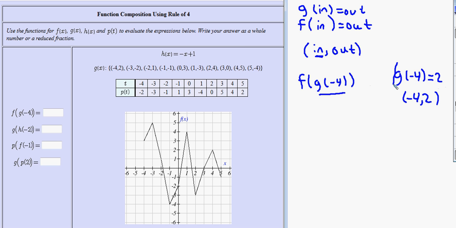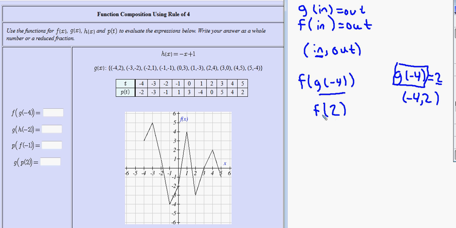Well, that means I can substitute this notation that says g of negative 4 with the number 2. So I'm going to do that over here. Where I see g of negative 4, I'm going to replace it with the number 2. If I replace all that with the number 2, I still have the right parenthesis, the left parenthesis, and the letter f. That means I'm not done. I still need to find f of 2.